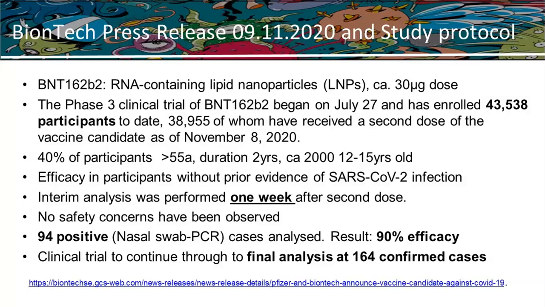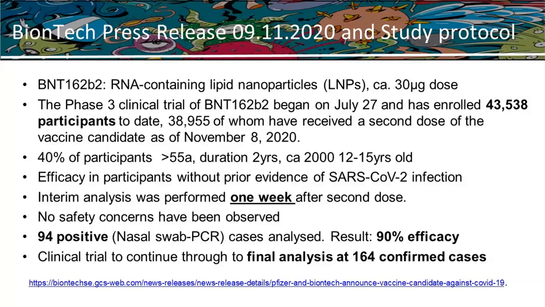So nothing very special. And 94 positive people occurred, and 90% of them were in the placebo arm. That results then in a 90% efficacy. The Moderna vaccine has an efficacy of 94%. Both of them are more than 90%. That is really high. To compare it with the influenza vaccine, there you have an efficacy of 20 to 50%.